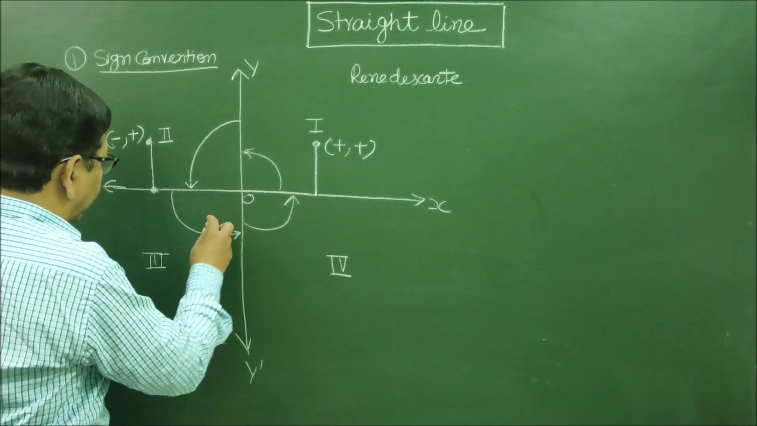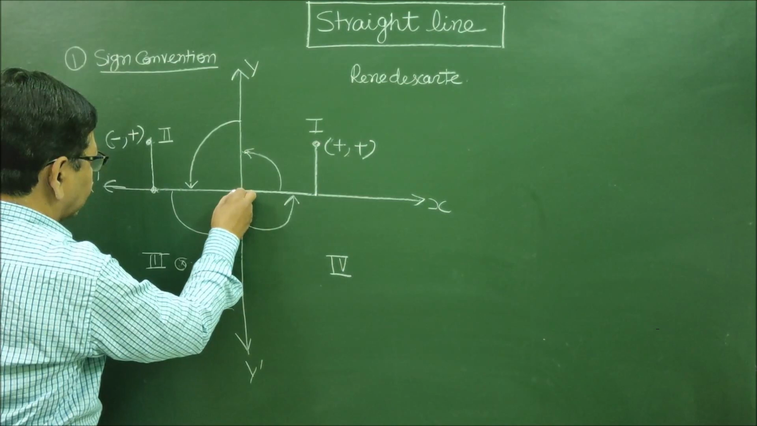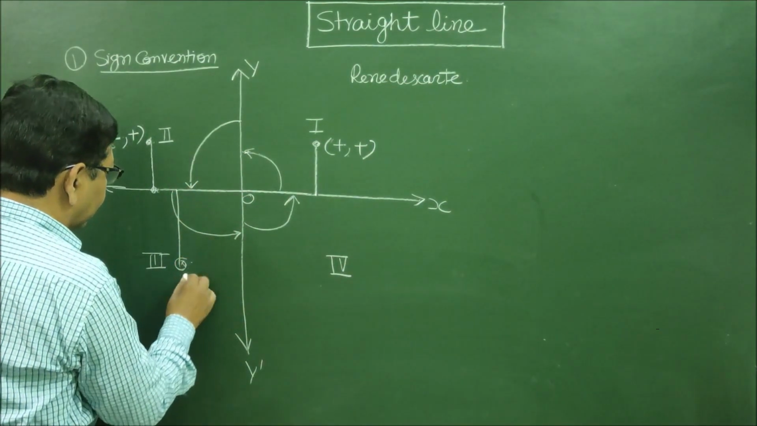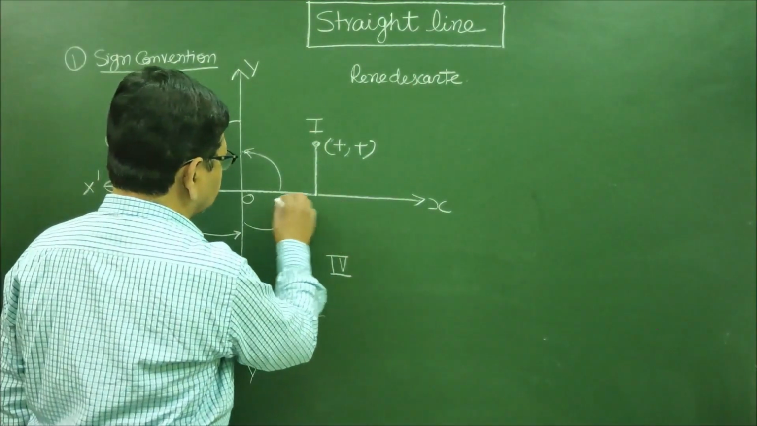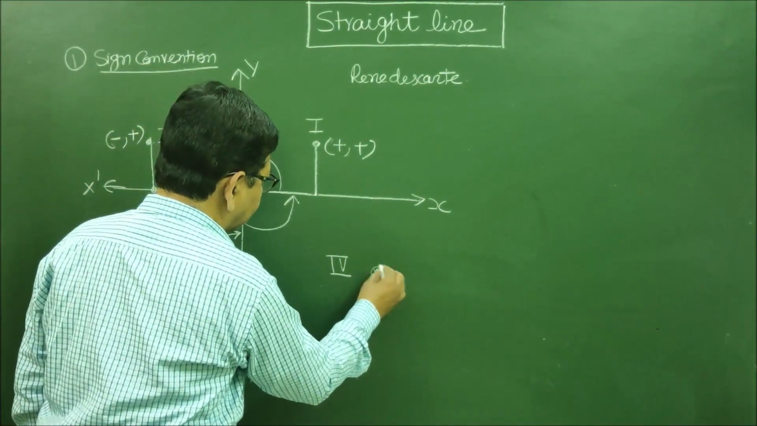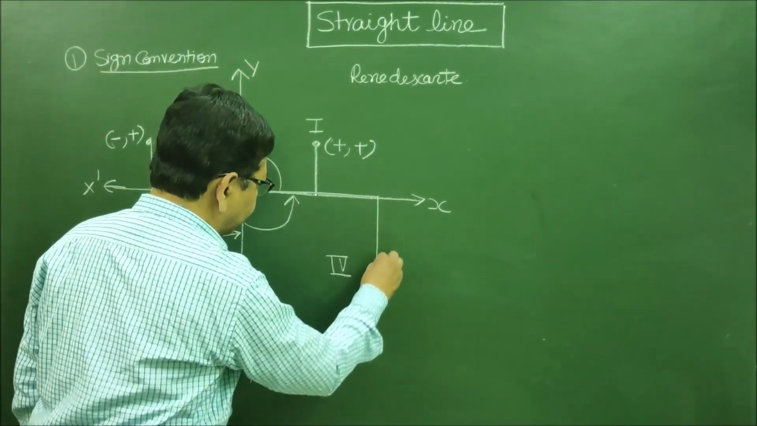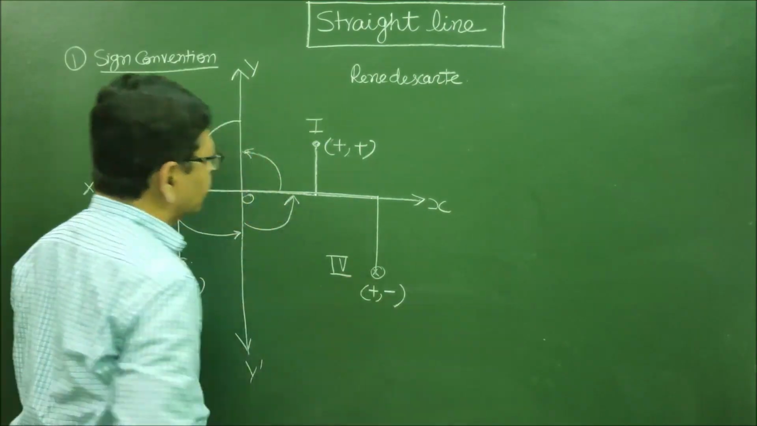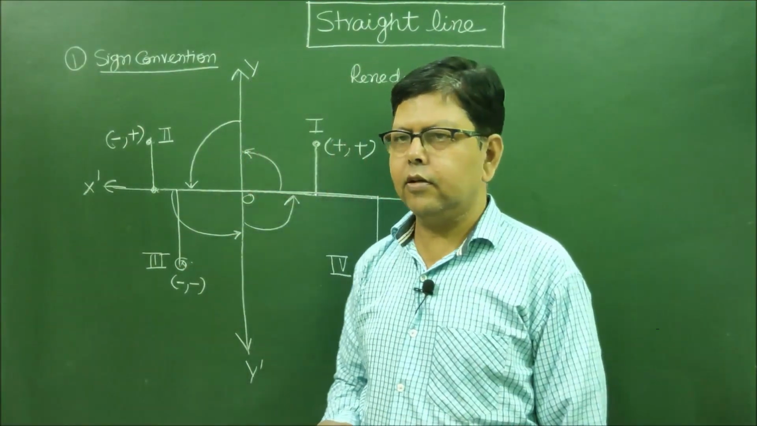In the third quadrant, we move in the left hand side and then we go downward, so both are negative. And in the fourth quadrant, to locate a point, we move in the right hand side and then we go downward, so plus and minus. So this was the sign convention for the four quadrants.